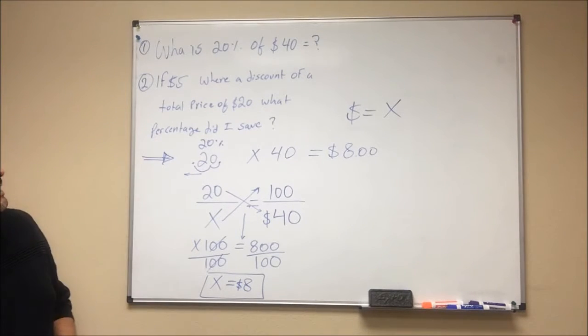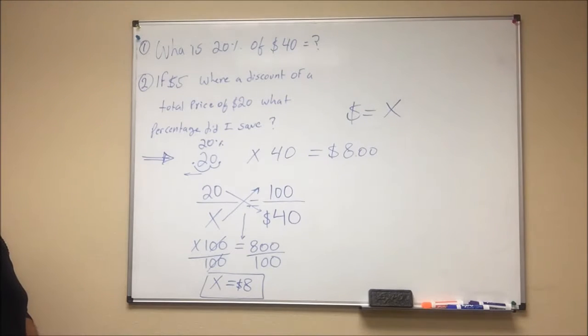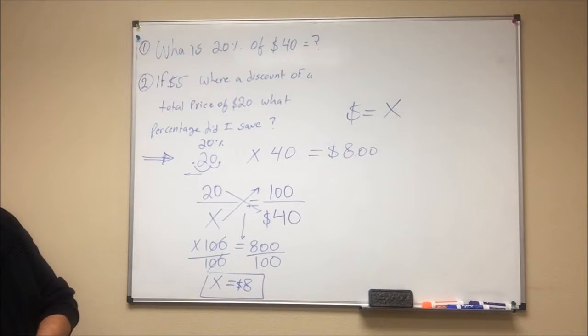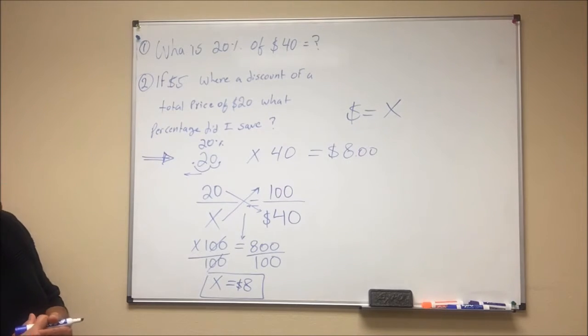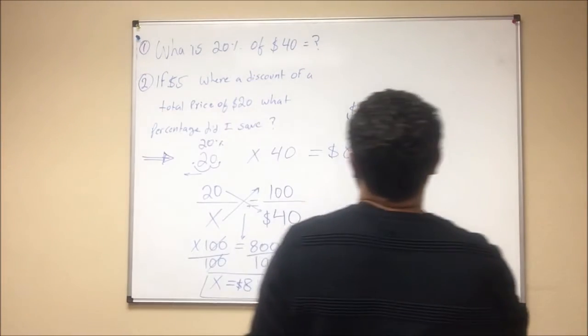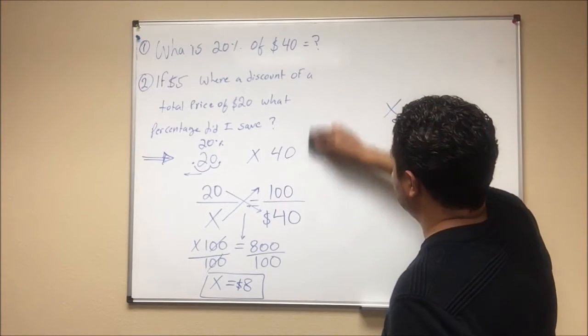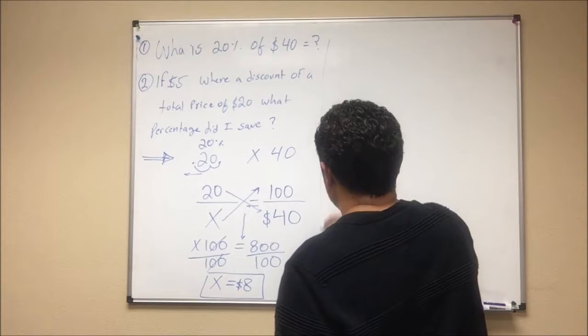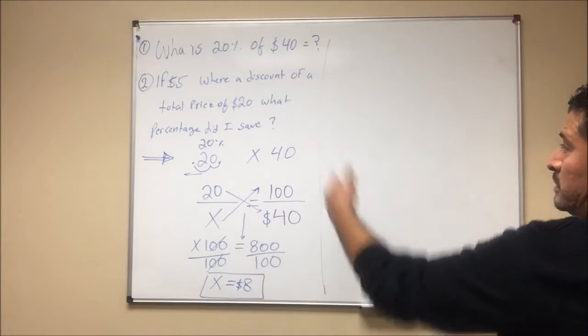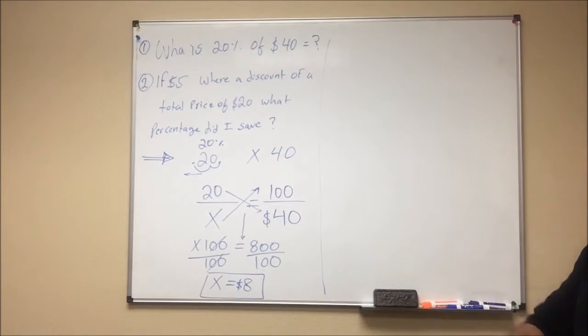The second problem says, if $5 were a discount of a total price of $20, what percentage did I save? Okay, let's take a look at that second problem. I'm gonna go ahead and erase this and use this side of the board to solve that. Same scenario, I'm gonna go ahead and use ratios.